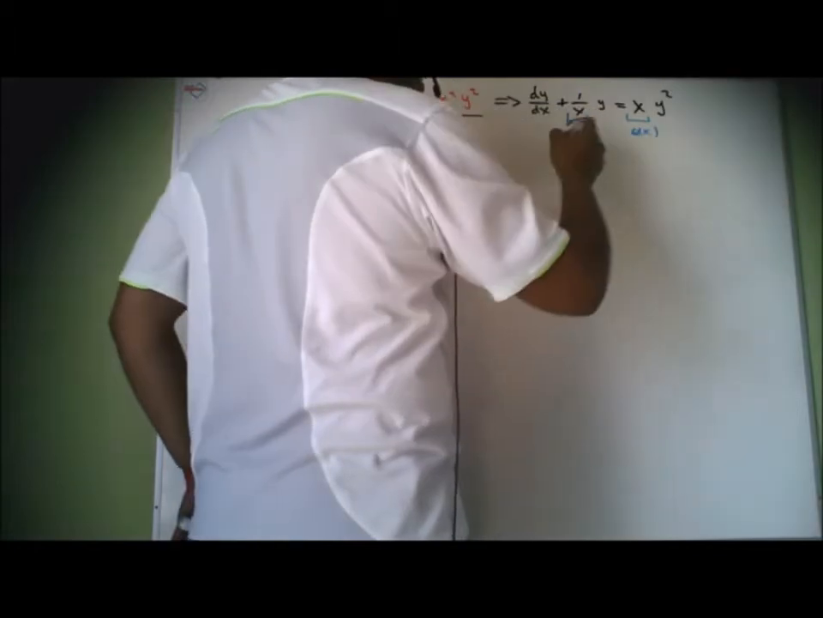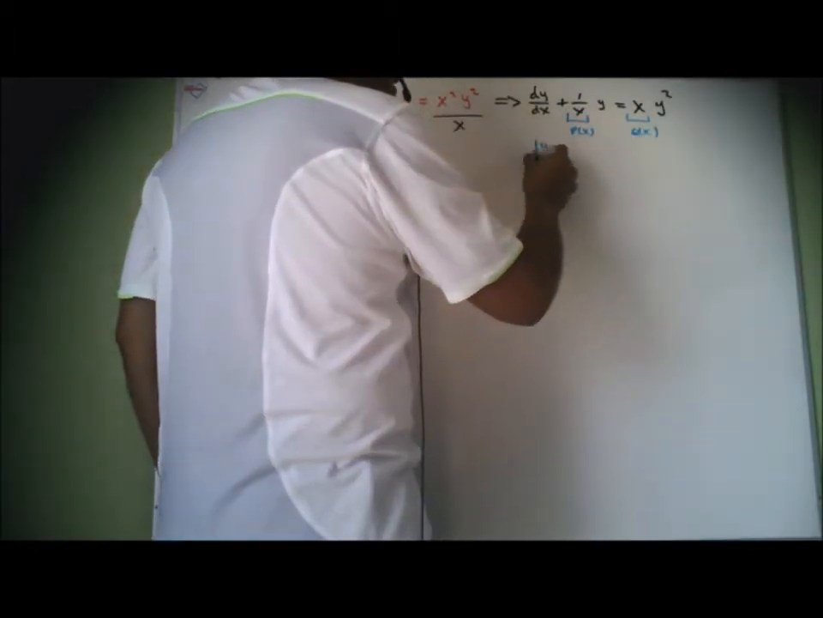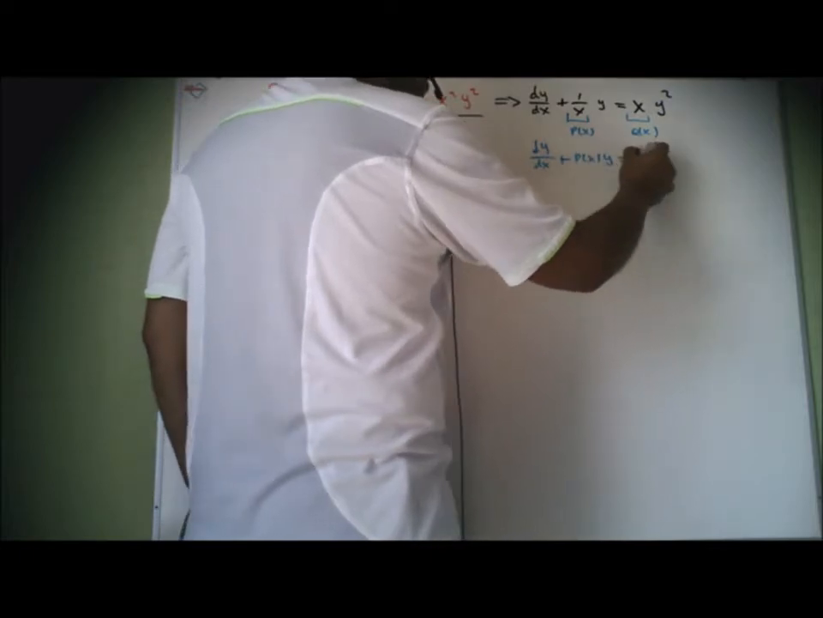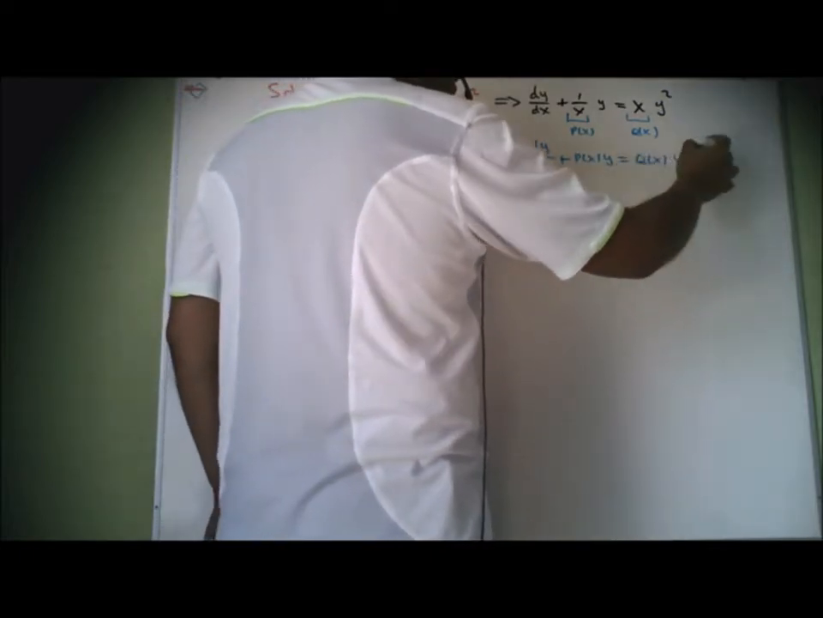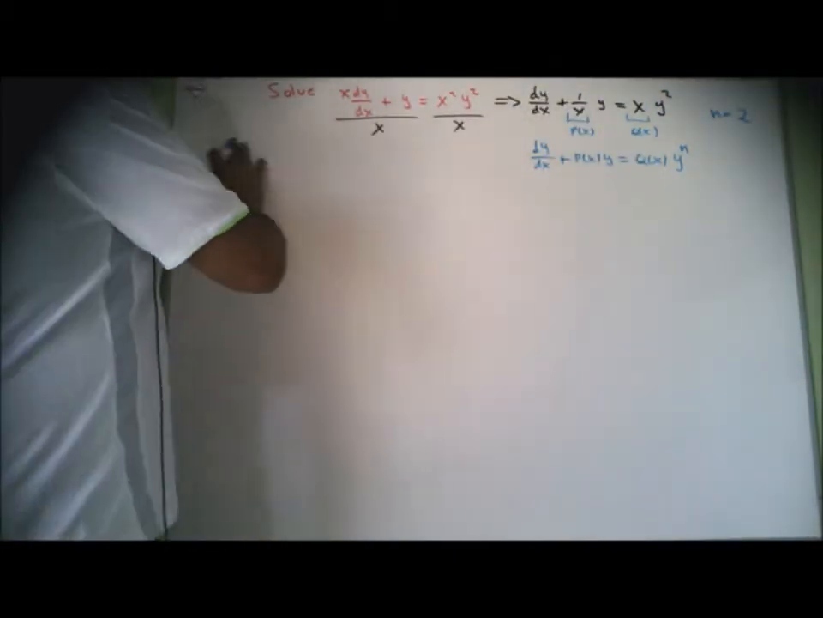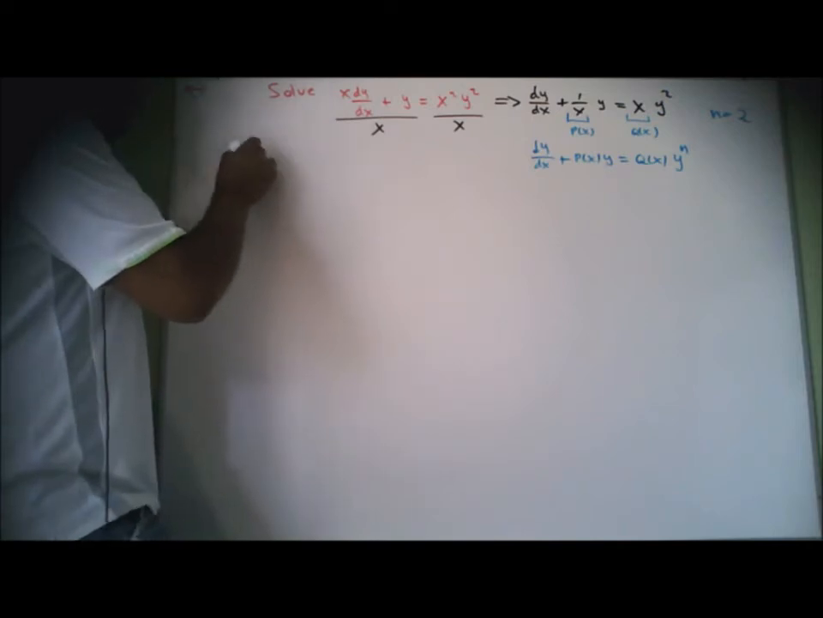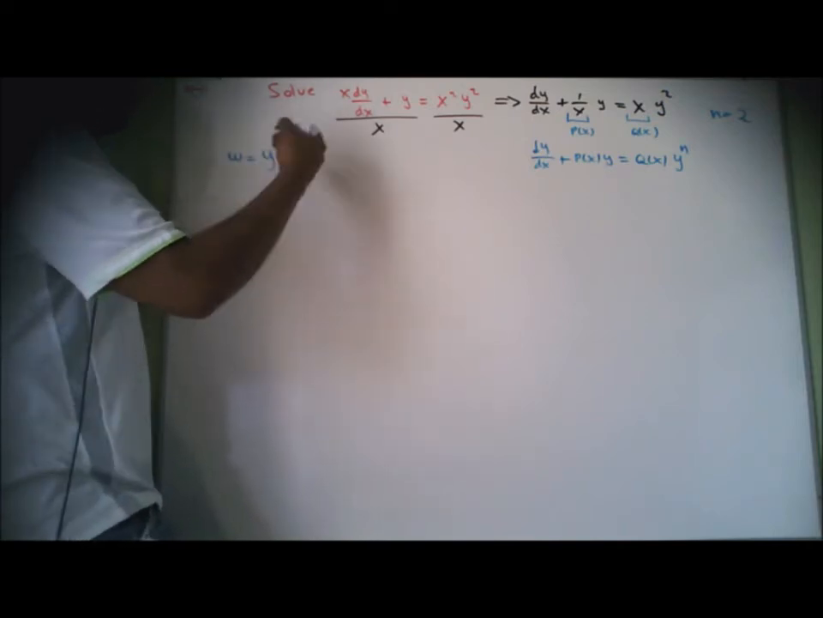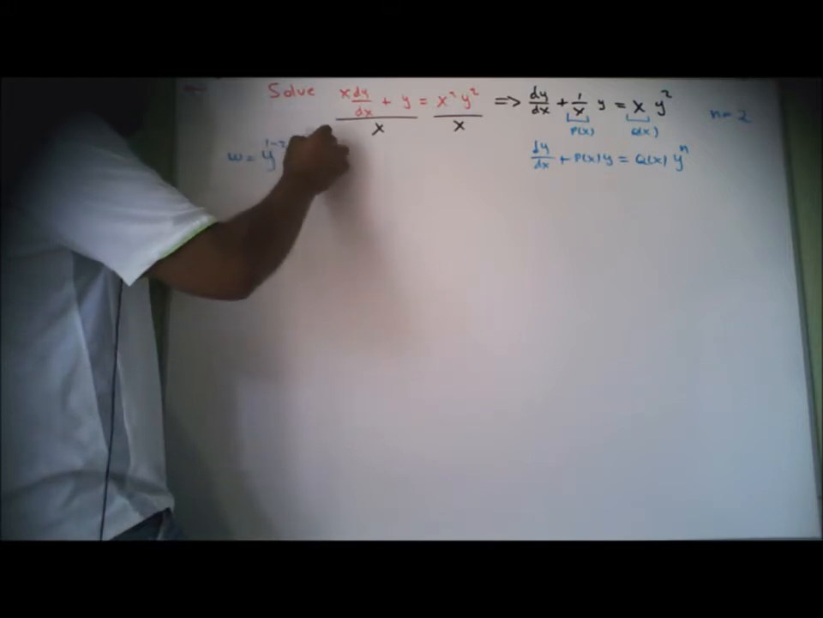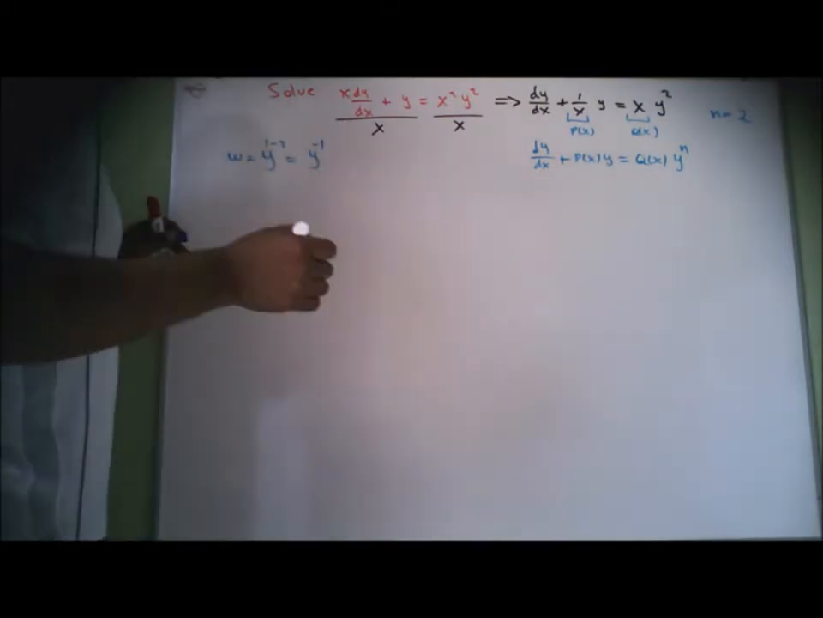If you remember, the shape is the derivative of y with respect to x plus p of x times y equal to q of x times y to the power of n. So here, n happens to be just 2. So what is the variable change? The variable change is like this: w equal to y to the power of 1 minus n. 1 minus 2 is just y to the power minus 1. Okay, so that is the variable change.